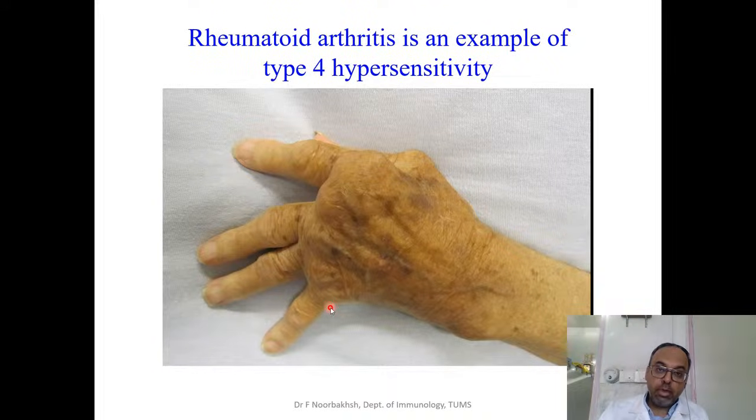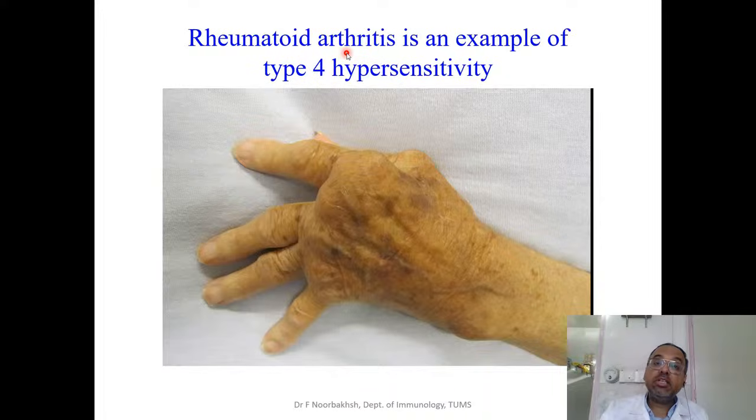Do not mix up acute rheumatic fever with rheumatoid arthritis. These are entirely different diseases. Because of the presence of the name rheumato, some people mix them up. Acute rheumatic fever is a type 2 hypersensitivity, which is a side effect of a streptococcal infection, and it's mediated by antibodies.